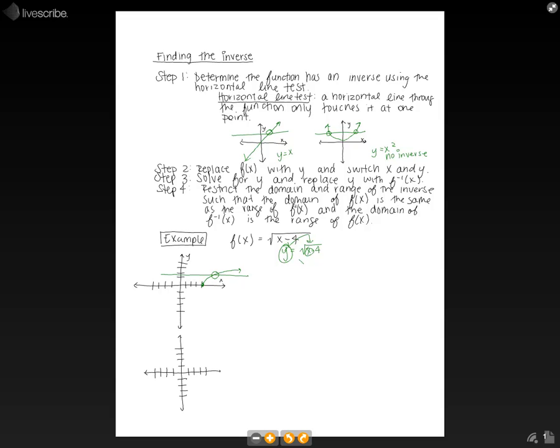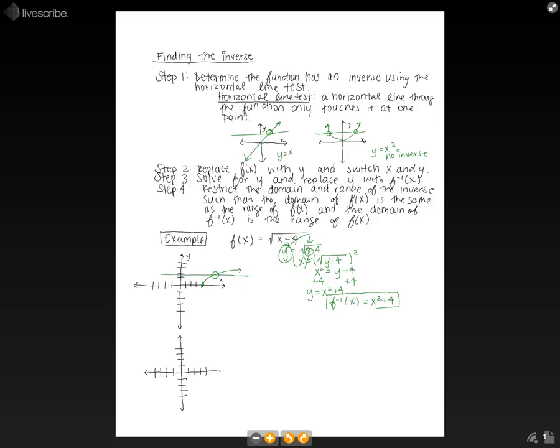So this gives us x equals square root of y minus 4. And we need to solve for y. So to solve for y, we will square both sides to get rid of the square root. And we get x squared equals y minus 4. To get y all by itself, we will add 4 to both sides. So we will have y equals x squared plus 4. Then we will replace y with f to the negative 1 of x equals x squared plus 4.